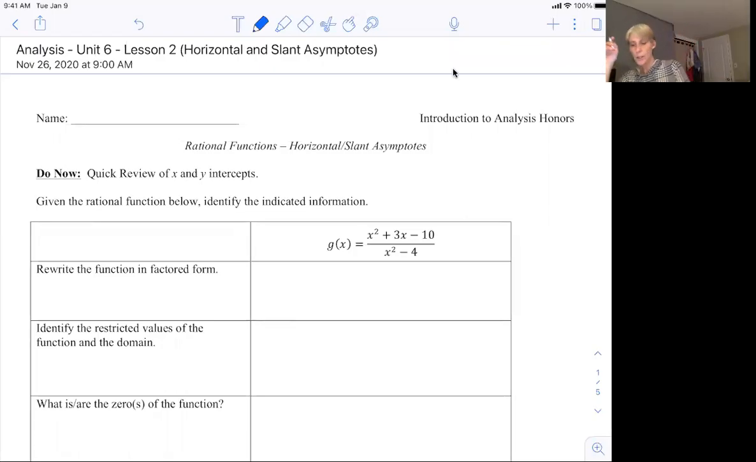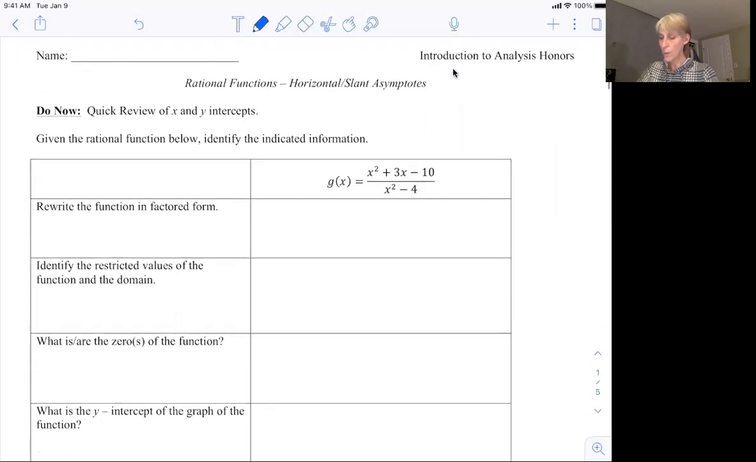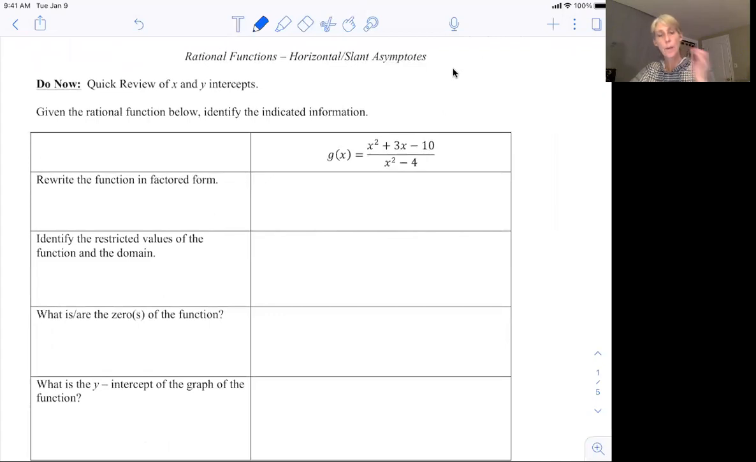Hey everyone. Today we're on Unit 6, Lesson 2. We're going to be talking about horizontal and slant asymptotes. Before we begin, let's review some of the stuff we talked about yesterday with rational functions.